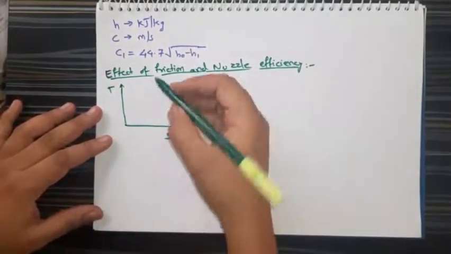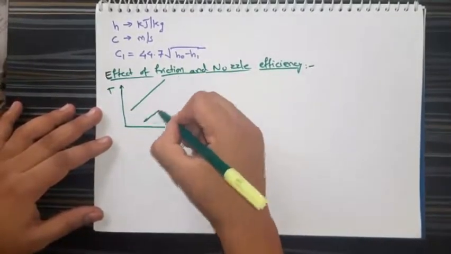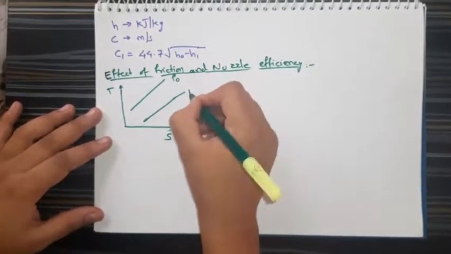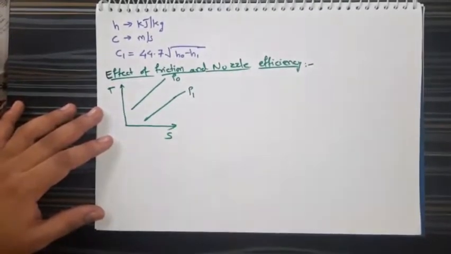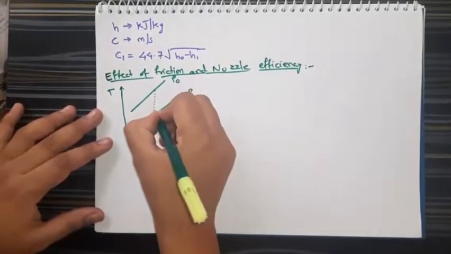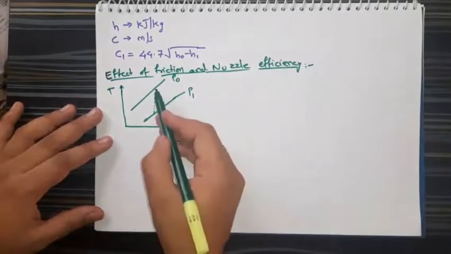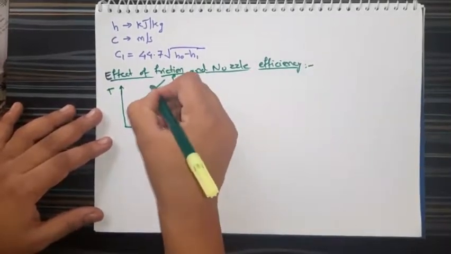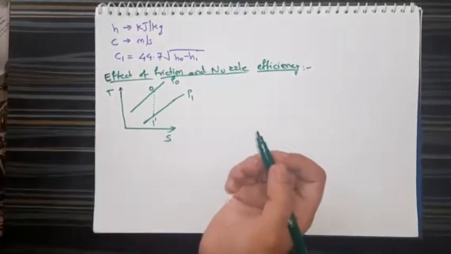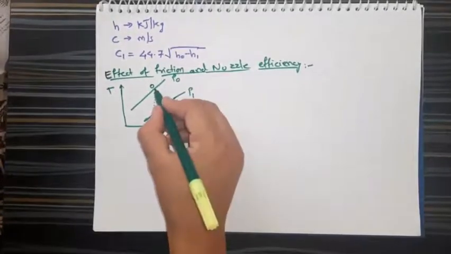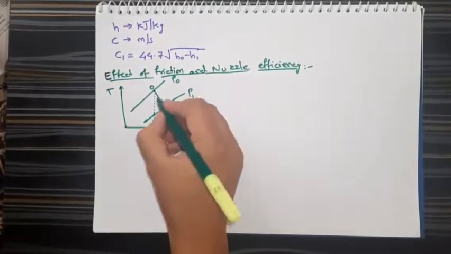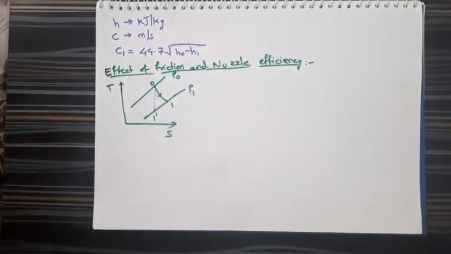TS, these are, let's say, the pressure lines. So this is the initial condition P0, this is the exit condition P1. Ideally, when it is designed, it is expected that it should follow this process from 0 to 1 dash, but practically it is not possible. So instead of following 0 to 1 dash, it will follow 0 to 1.